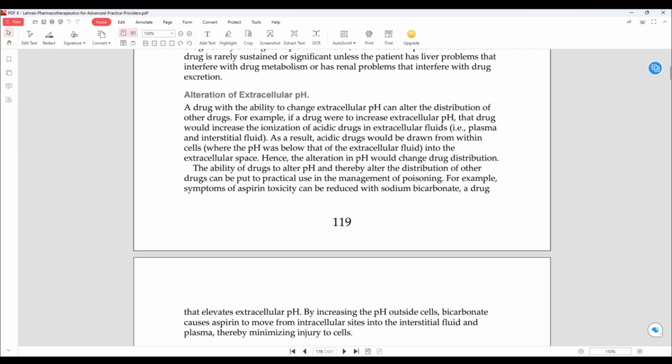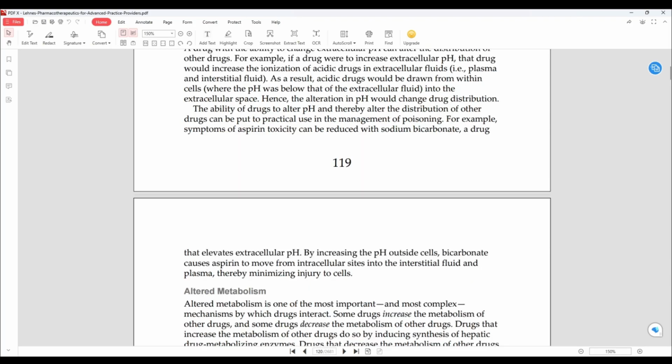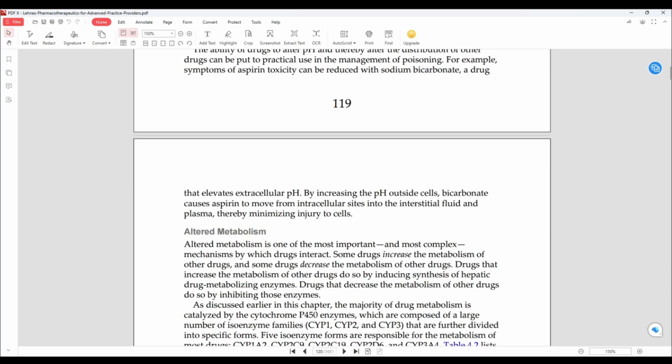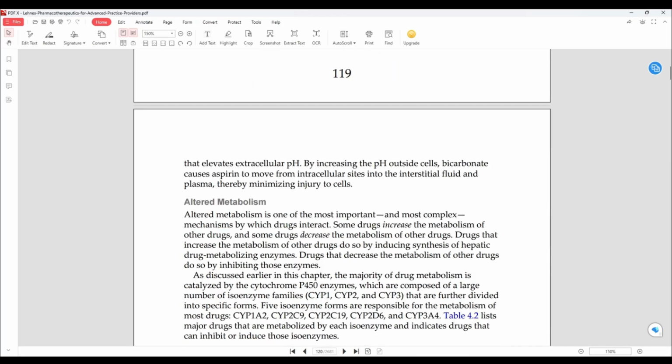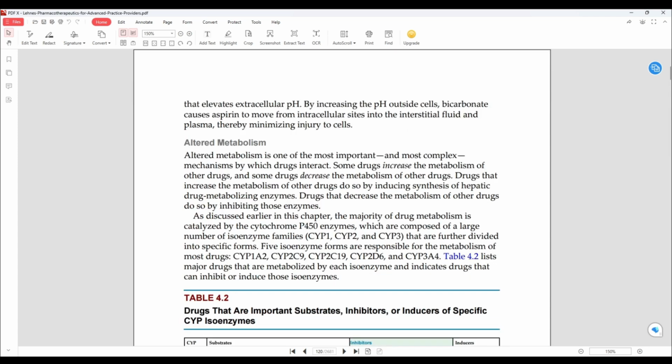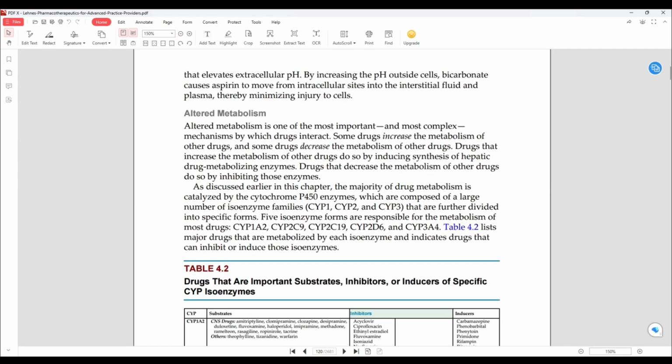The ability of drugs to alter pH and thereby alter the distribution of other drugs can be put to practical use in the management of poisoning. An example of this is that some symptoms of aspirin toxicity can be reduced with sodium bicarbonate, a drug that elevates extracellular pH. By increasing the pH outside of cells, bicarbonate causes aspirin to move from the intracellular sites into the interstitial fluid and plasma, thereby minimizing injury to cells.